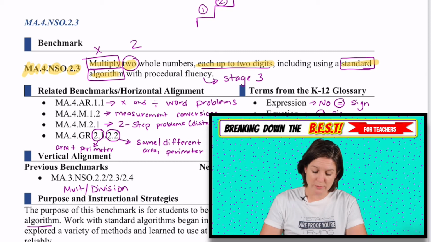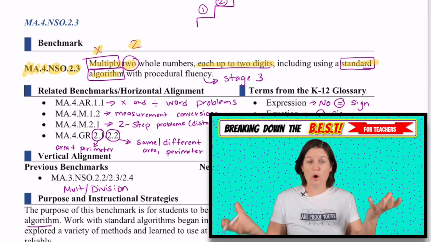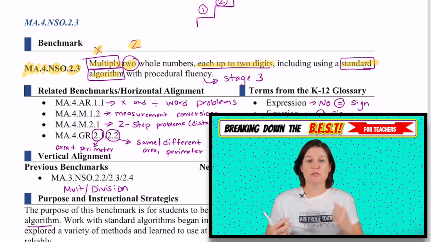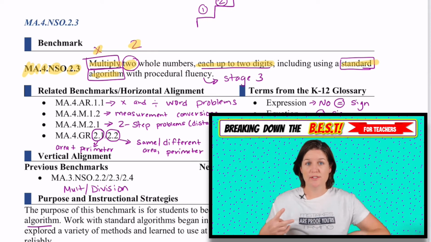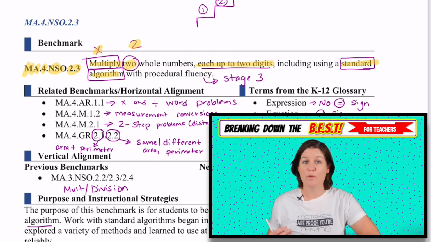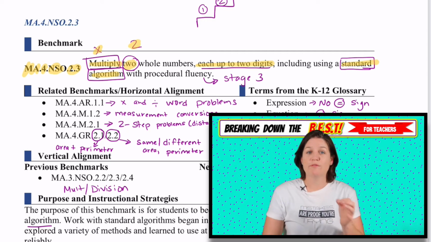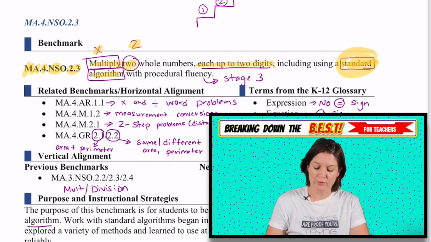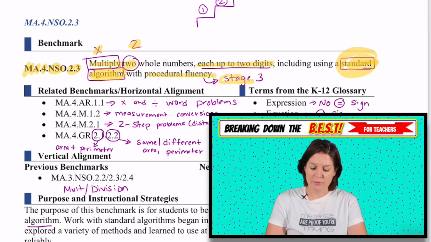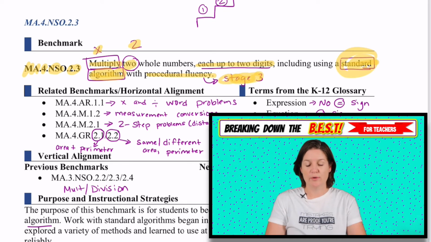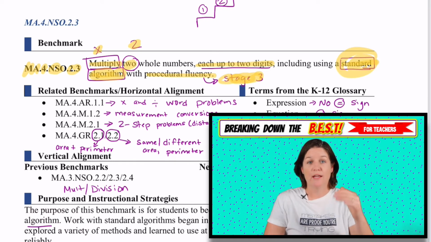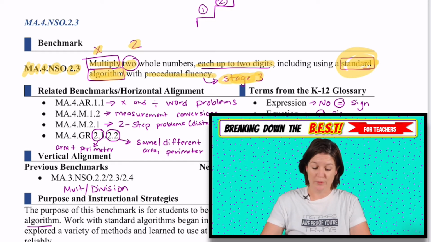So it says we're going to multiply, right? Multiplying two whole numbers, each up to 2 digits. So this standard is 2 digits times 2 digits, which is a little bit different than the standard before, NSO.2.2, where it was up to 3 digits times 2 digits. The reason why is we're focusing on a standard algorithm for this one with procedural fluency. This is step 3. This is basically where a student can say, okay, when I have to multiply numbers, here's how I want to do it, and this is my way, and it makes sense of what we're doing.